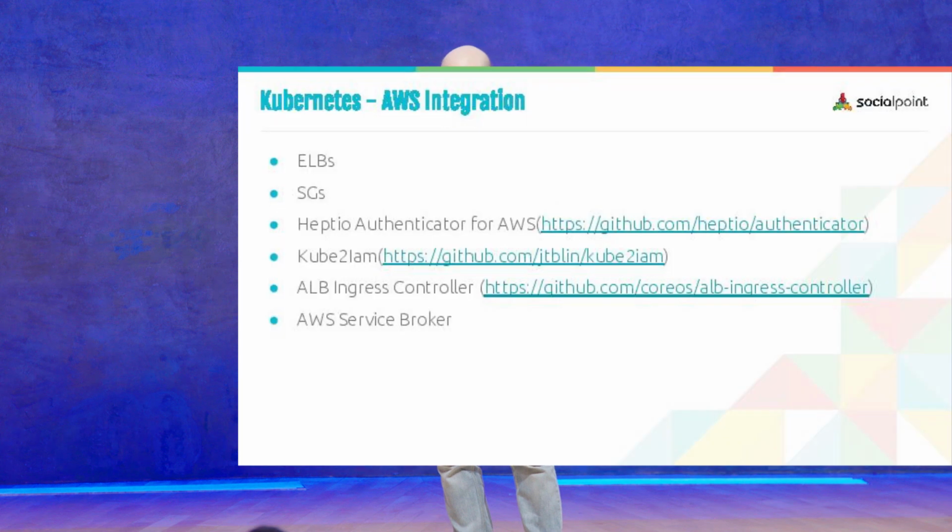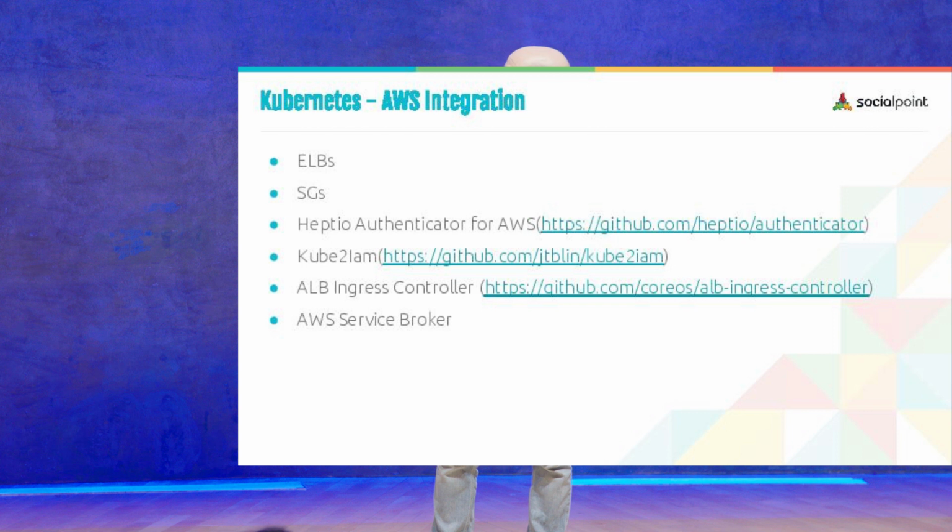AWS integration. Kubernetes is integrated natively. It's able to create load balancers and security groups. There is also a must-have add-on, at least for me, the authenticator for AWS. It allows you to authenticate the users with IAM roles, so you don't have to manage certificates or tokens or whatever. You map an AWS role with an account inside Kubernetes, so the users have the permissions they need to have.